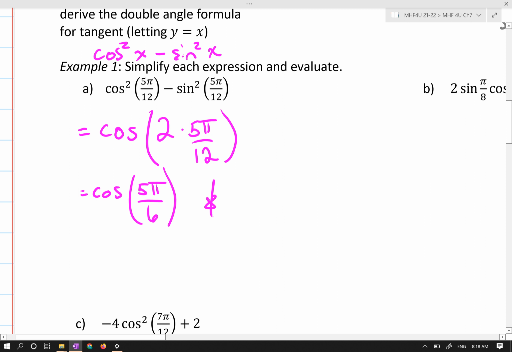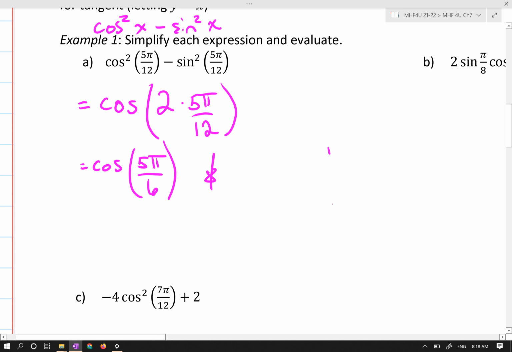You know how to evaluate the cosine of 5 pi over 6. You use your CAST rule, then you use your special triangles. So we'll use our CAST rule, nice and easy, CAST, 5 pi over 6.